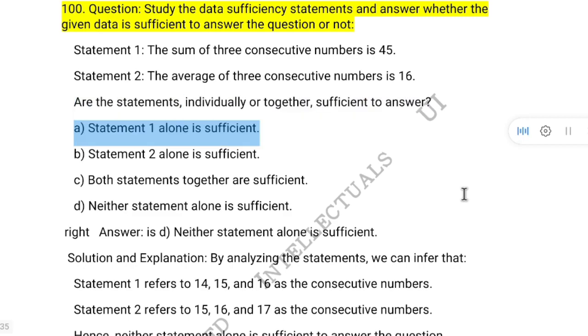A. Statement 1 alone is sufficient. B. Statement 2 alone is sufficient. C. Both statements together are sufficient. D. Neither statement alone is sufficient. Right answer is D. Neither statement alone is sufficient.